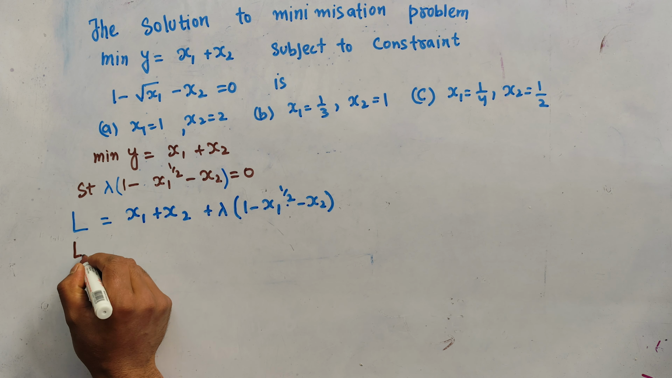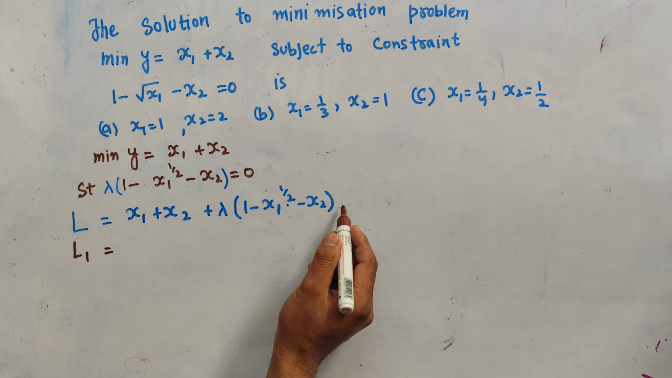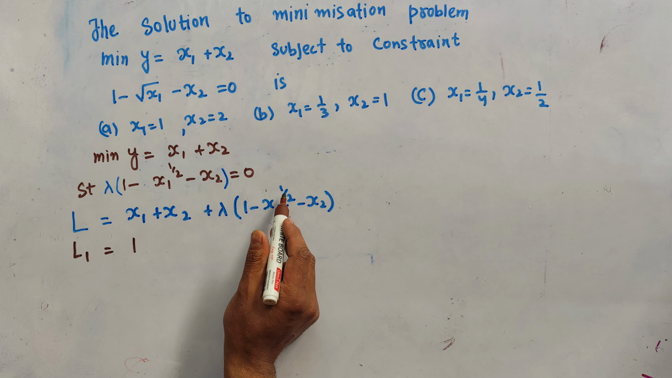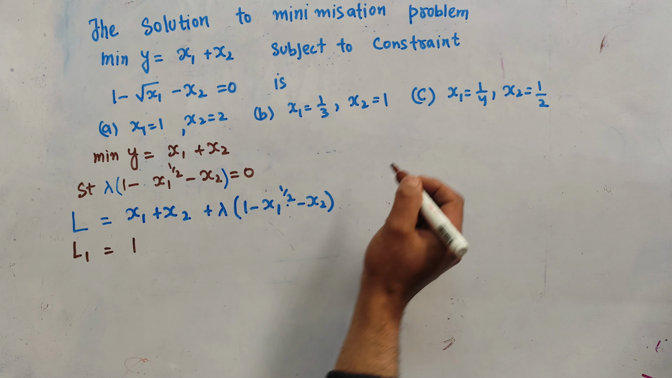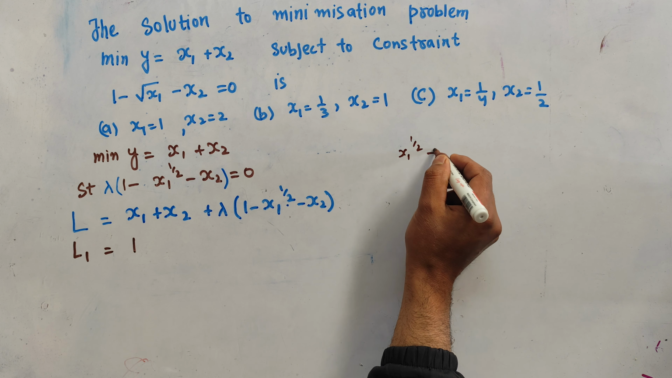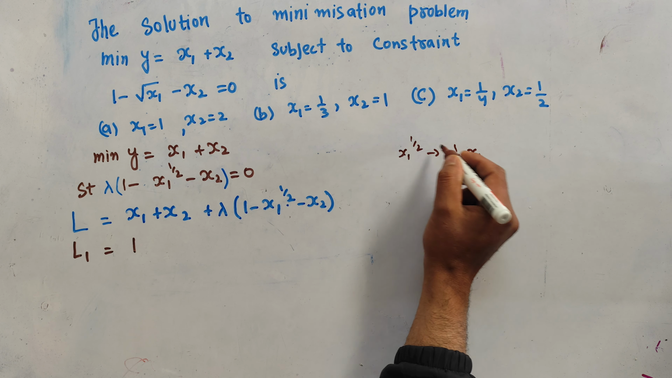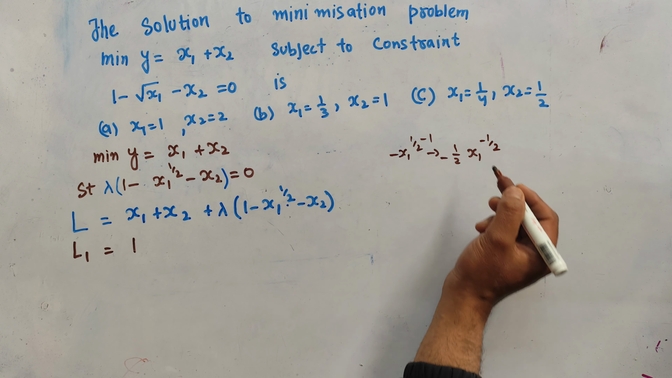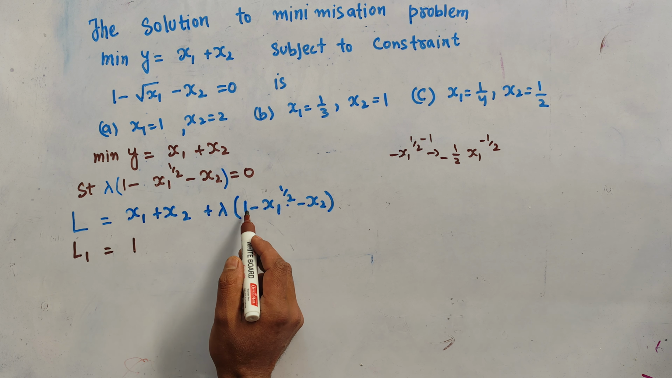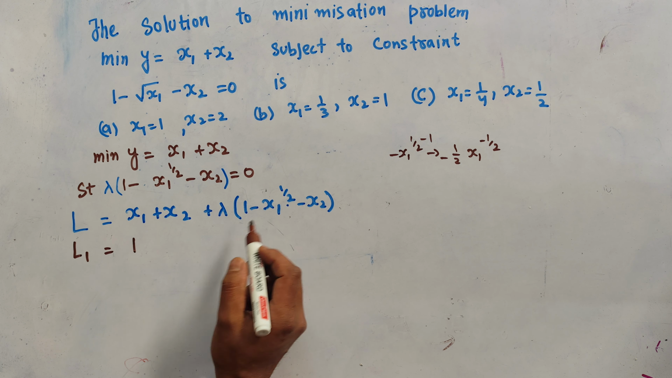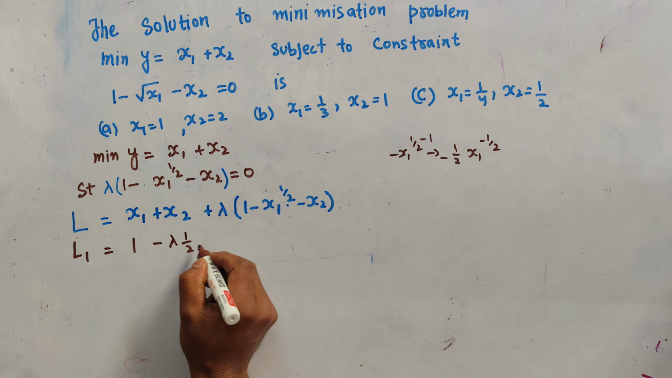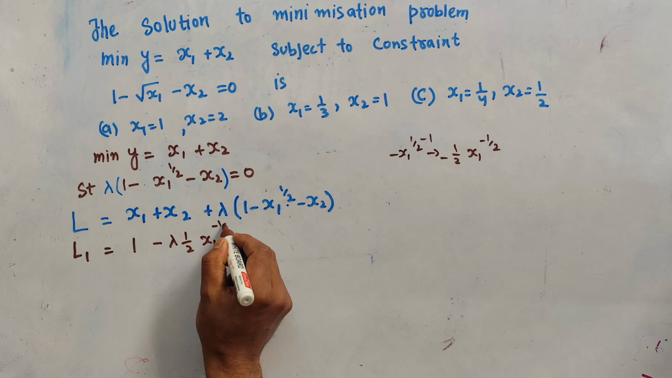So L1 means the partial derivative of this function with respect to x1. The derivative of x1 is 1. Then the derivative of x1 raised to the power 1 upon 2 becomes 1 upon 2 x1 raised to the power minus 1 upon 2 by the power function rule: the exponent becomes the coefficient and the exponent is reduced by 1, so 1 upon 2 minus 1 is minus 1 upon 2. Here we have a negative sign too, and the derivative of a constant is 0, so it comes out to be minus lambda times 1 upon 2 x1 raised to the power minus 1 upon 2.